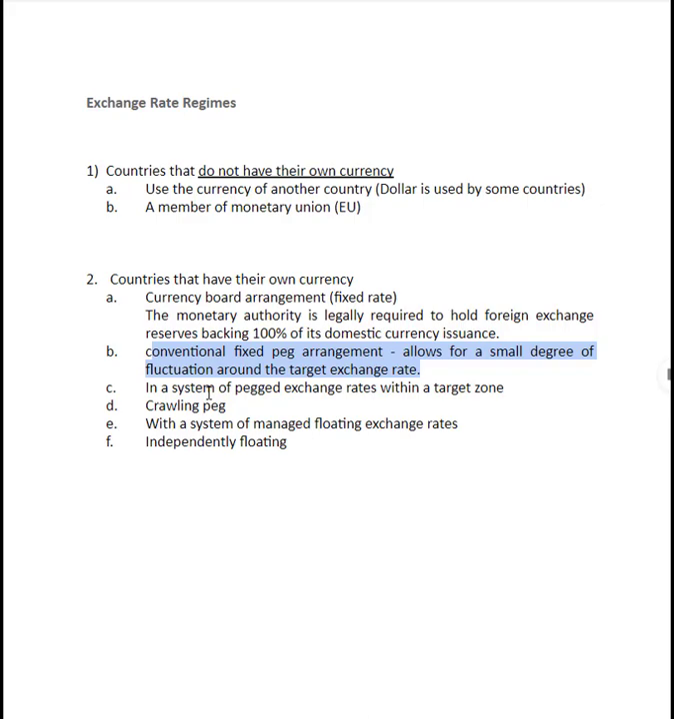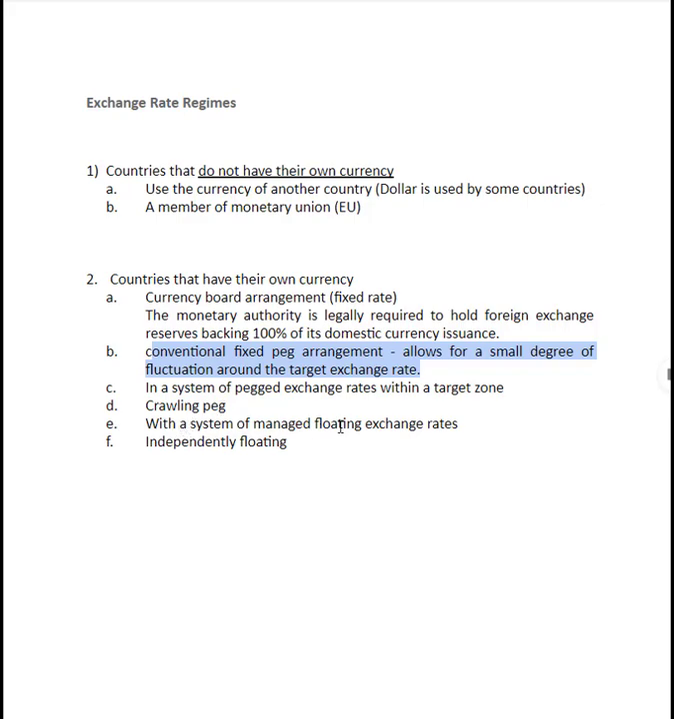The fourth one is the crawling peg. Instead of having a fixed rate and a band around it, a crawling peg says that at periodic intervals they reset the exchange rate, and they reset the band over which this exchange rate can fluctuate.